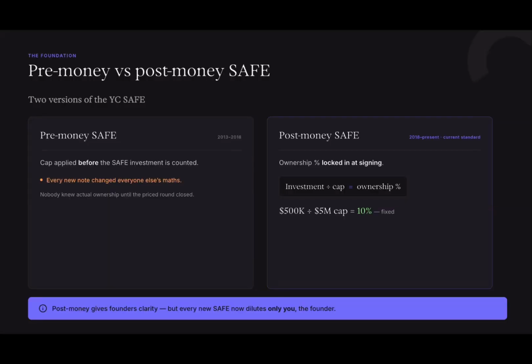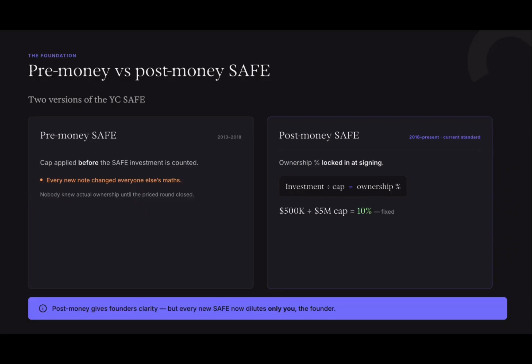Before we get into the stacking mechanic, there's one thing worth covering quickly, because it changes the maths in ways that aren't obvious until it's too late. There are two versions of the YC safe. The original, used from 2013 to 2018, was a pre-money safe. The newer version, and by far the most common structure you'll encounter today, is the post-money safe, introduced in 2018. Here's the difference. Under a pre-money safe, the valuation cap was applied before counting any safe investment.